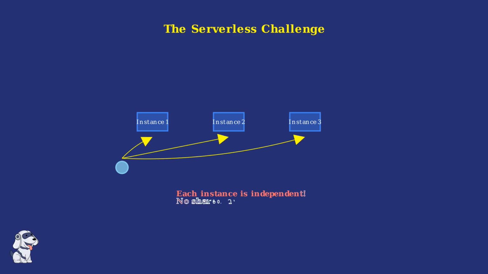In Cloud Run's serverless environment, your application runs across multiple independent instances. Each instance can handle requests, but they don't share memory. This creates a challenge for session management. When a user makes multiple requests, they might hit different instances each time. Since instances don't share memory, session data stored locally would be lost between requests. This is where external session storage becomes essential.